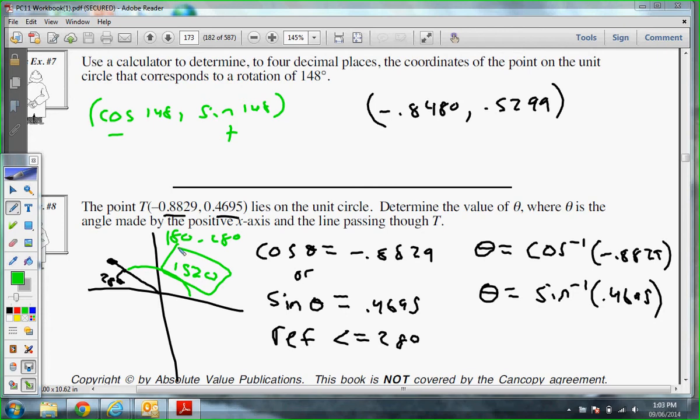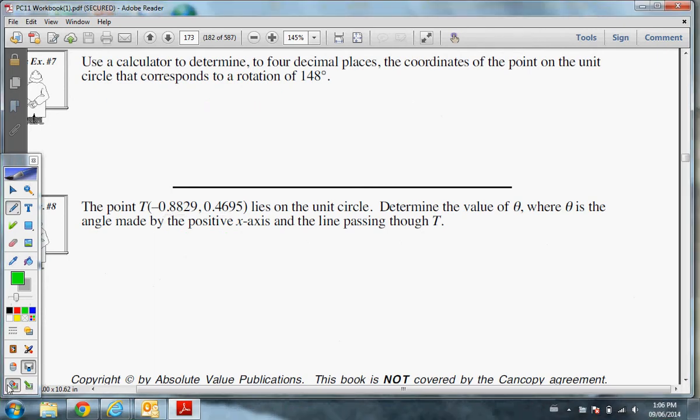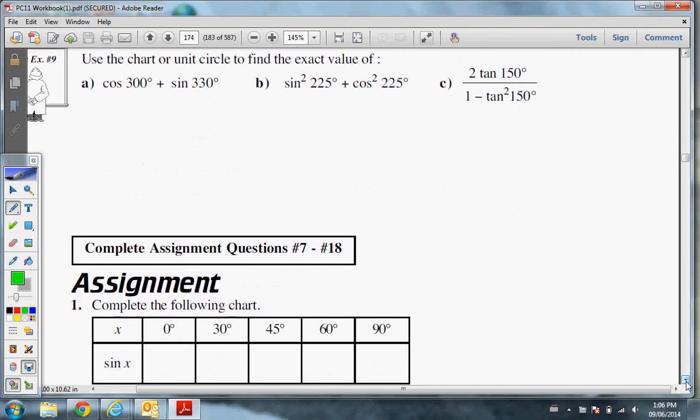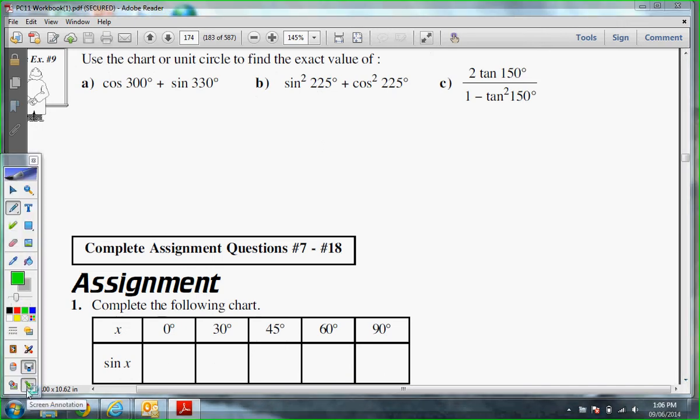All right, we got one last example here. Use a chart or unit circle to find the exact values of the given. So it's giving you two things, and you have to do a little algebra. You figure out what's cosine of 300. So you go to your unit circle. Cosine of 300 is 1/2, plus sine of 330, which is negative 1/2. 1/2 plus negative 1/2 is 0. That's all it's asking you to do.